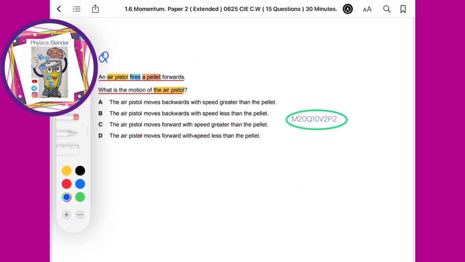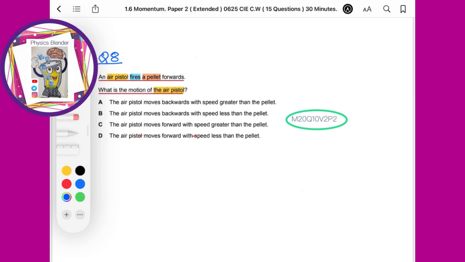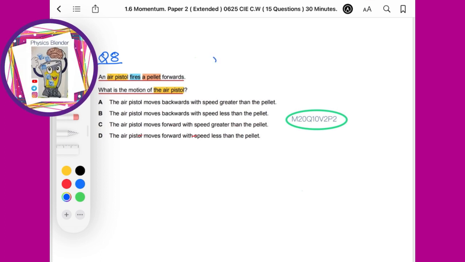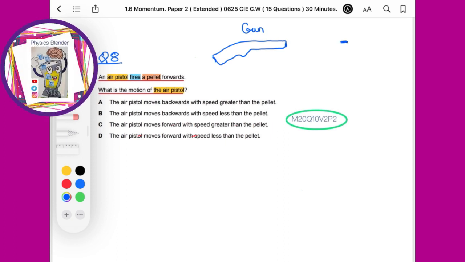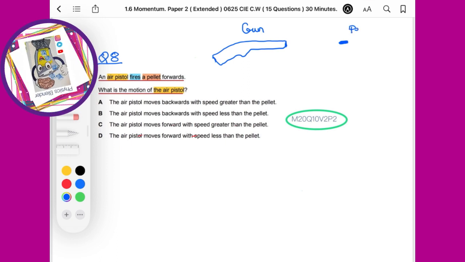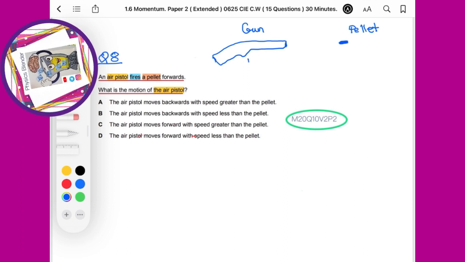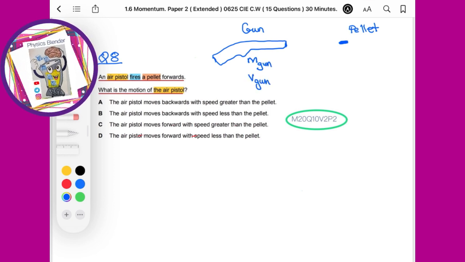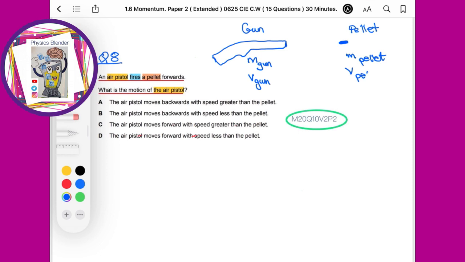Let's start question 8. We have an air pistol that fires a pellet forwards. What is the motion of the air pistol? If you draw a gun, rifle, air pistol, whatever, you can imagine this is the gun, and you have here a small pellet. We can consider the mass of the gun, m of the gun, v velocity of the gun, here mass of pellet, and v velocity of pellet.